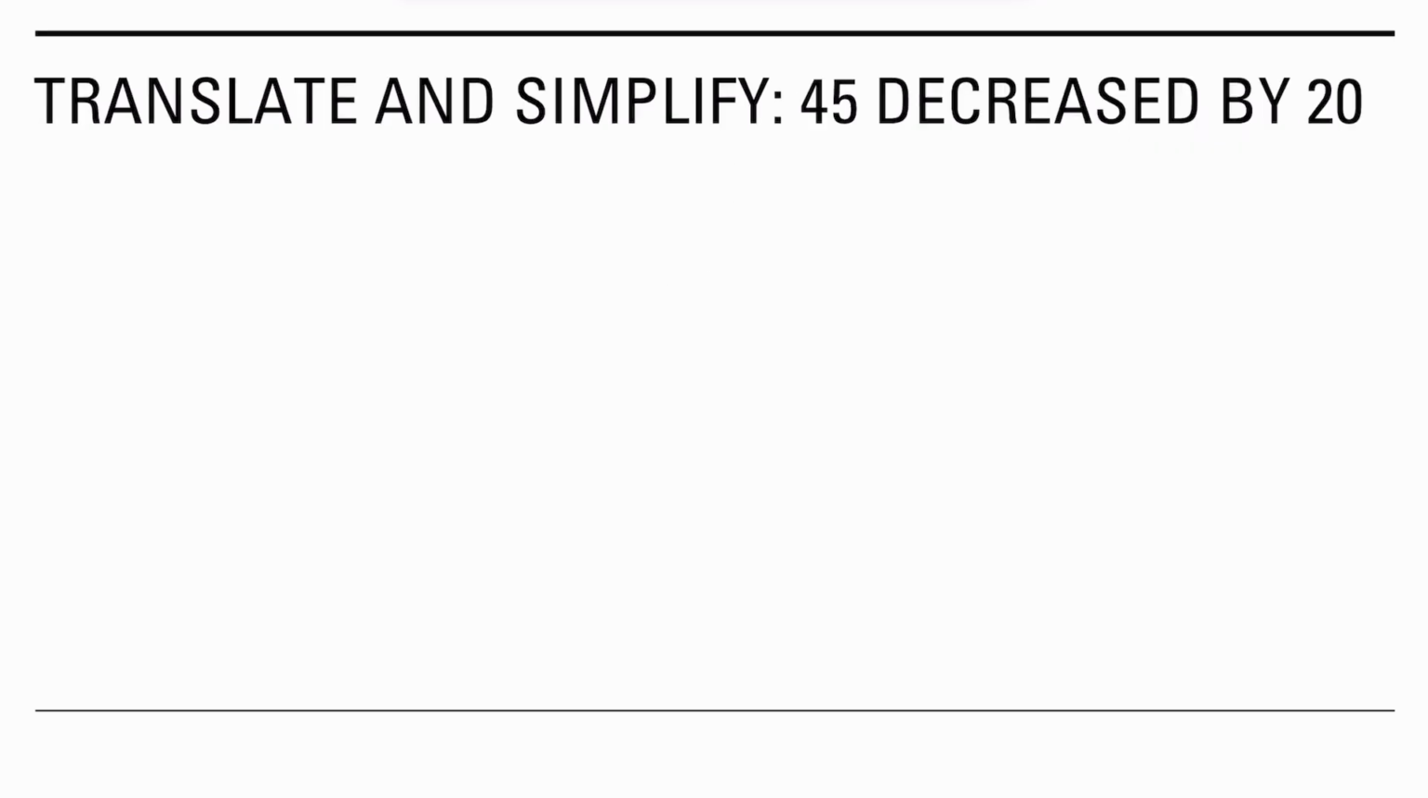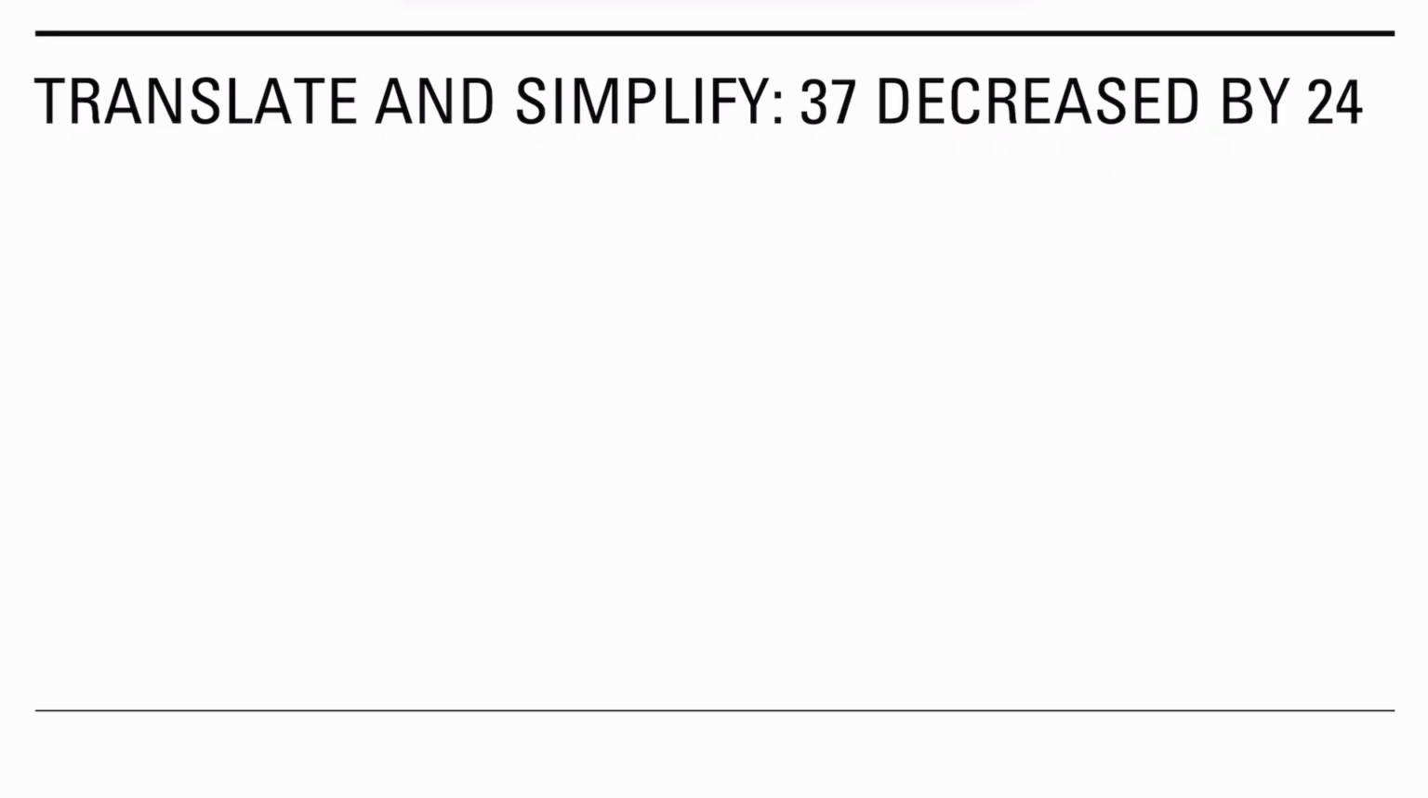Now, a bit of a different phrase here, decreased by. If we're decreasing something, we're subtracting something from it. So 45 decreased by 20 indicates that we're doing 45 minus 20. So 5 minus 0 is 5, 4 minus 2 is 2, and so we can see that 45 decreased by 20 is equal to 25.